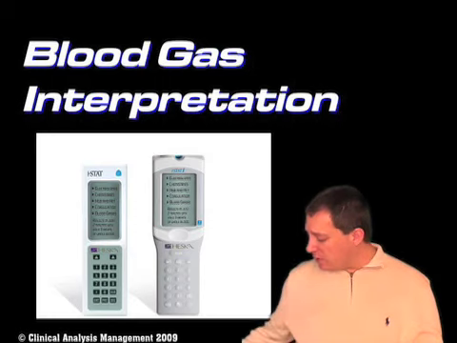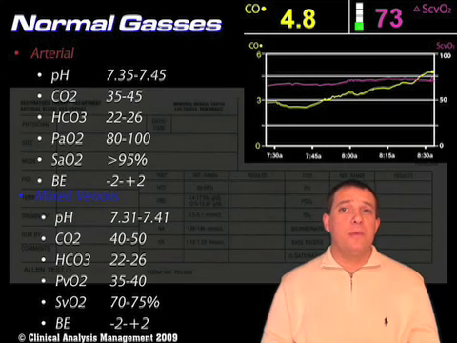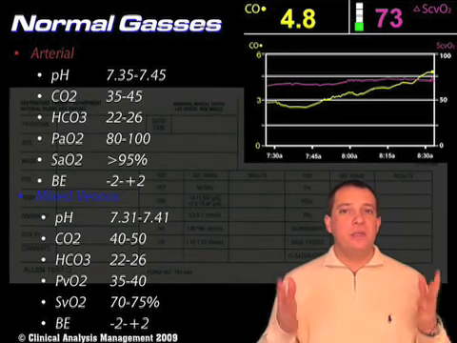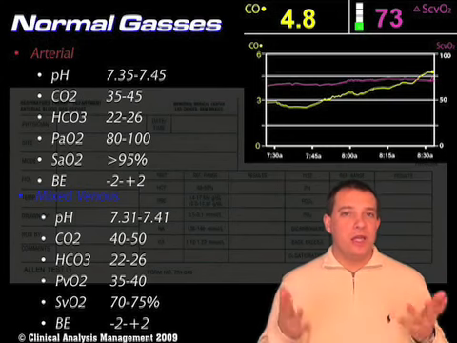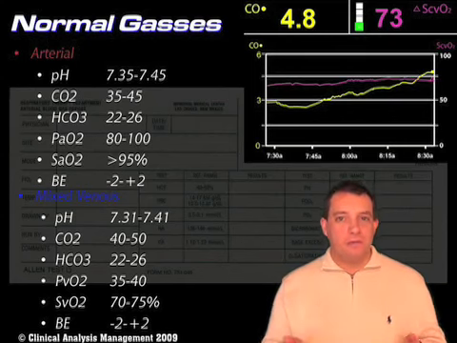Before we talk about interpreting ABGs, we obviously need to talk about what normal numbers are. First we'll start with the arterial numbers. When we talk about a normal ABG, or arterial blood gas, a normal pH is somewhere between 7.35 and 7.45. A normal CO2 is somewhere between 35 and 45. If you have a hard time remembering the CO2, remember that the CO2 is just the pH without the 7. So if you can remember a normal pH is 7.35 to 7.45, then you can remember a normal CO2 is 35 to 45.